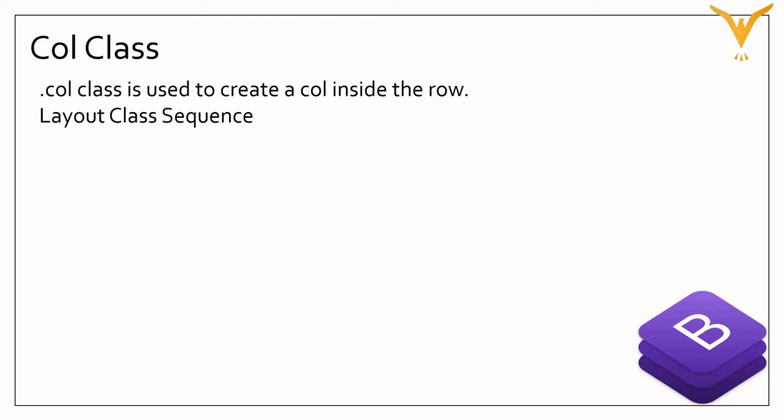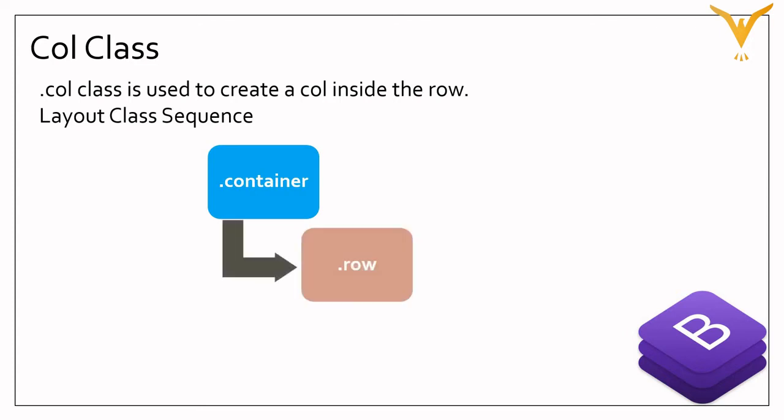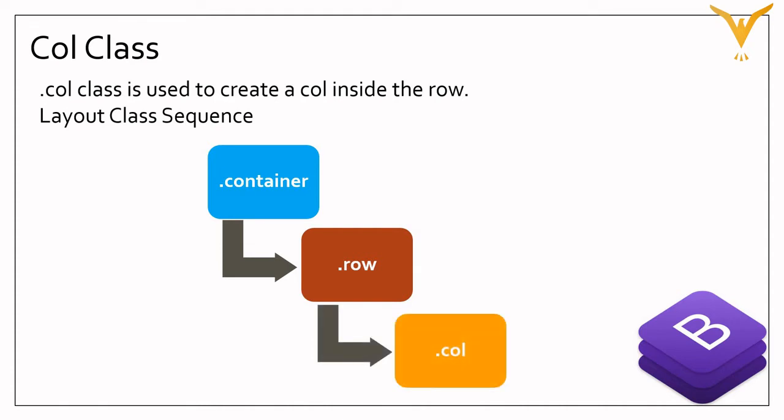Now we have to follow some sequence while creating the layout. So the class sequence is, first we require a container class. Inside a container class we will use row class, and inside row class we will use column class. So this is the sequence which we have to follow while creating the layout. You cannot use container class inside the row class, or you cannot use container class inside the column class. The hierarchy of the class sequence should be in the following way.